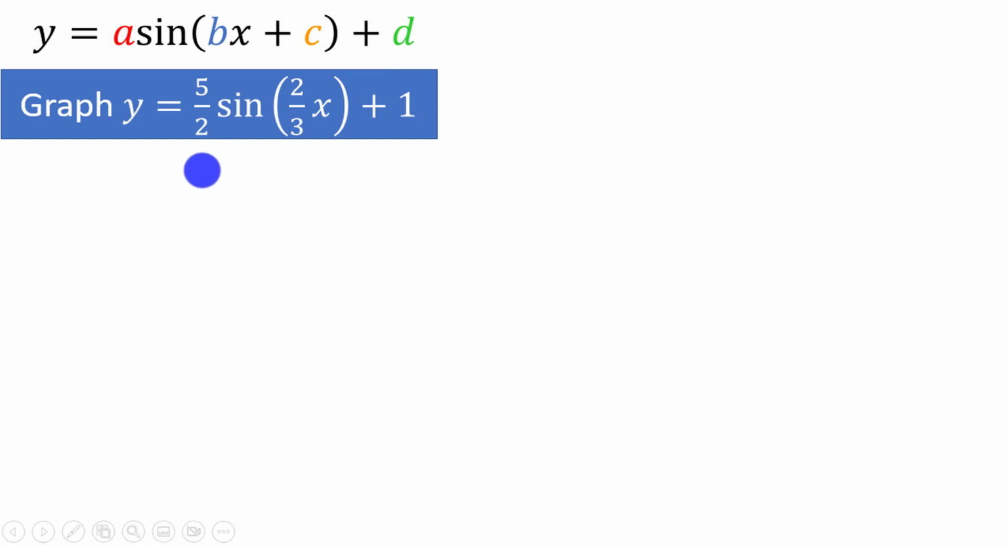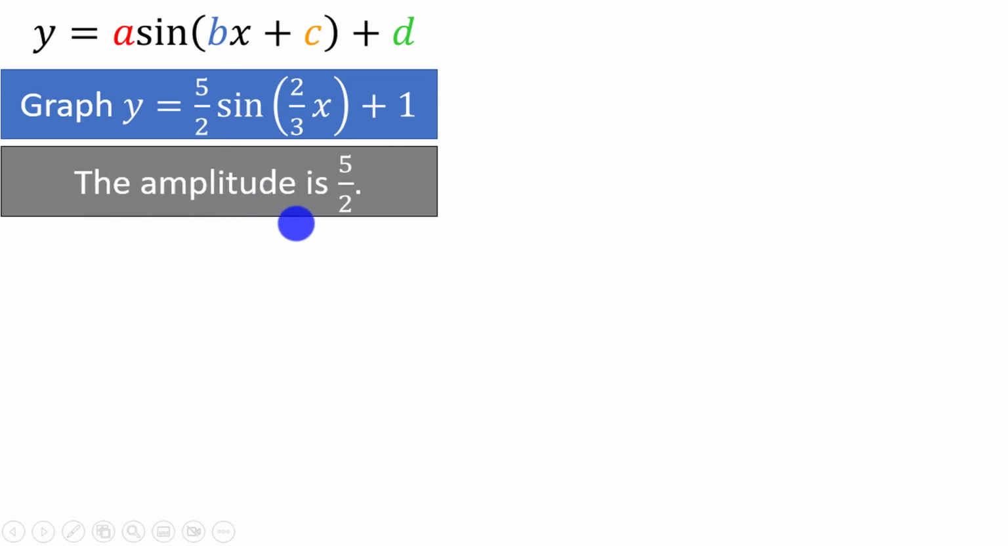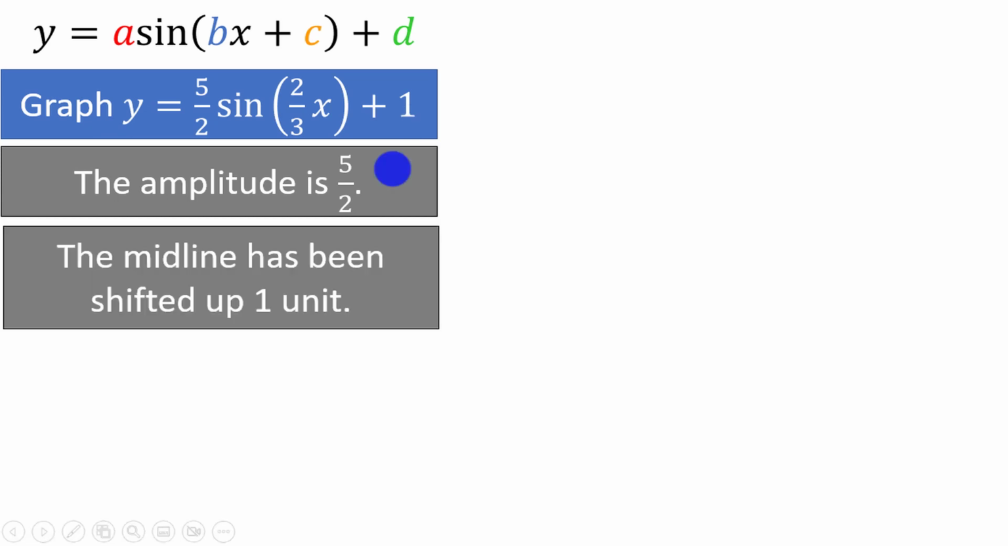The amplitude is the absolute value of the value multiplying the function, which in this case is just 5 over 2. The midline has been shifted up 1 unit because we have a value of 1 for d. So that will shift up the entire function 1 unit.